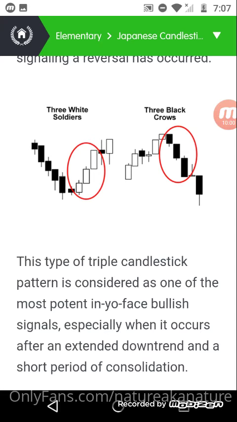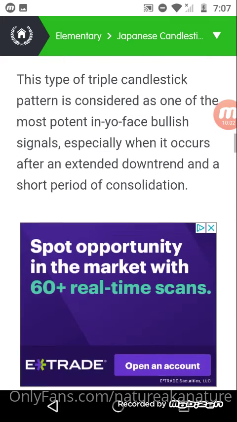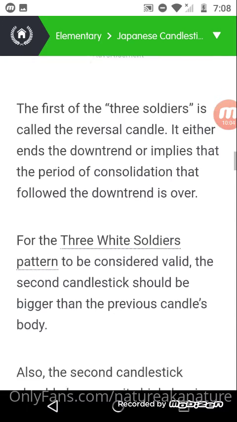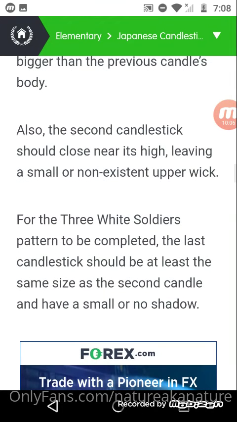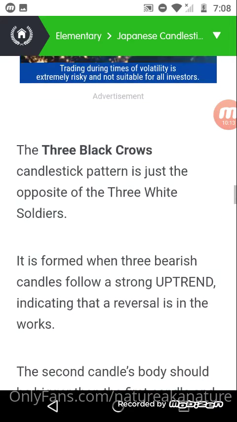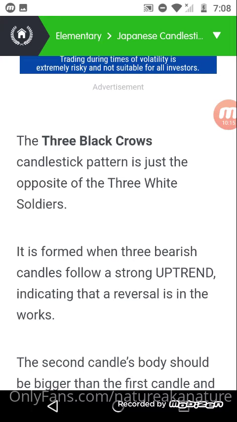Okay, so the three black crows. For the opposite, you're going to see that it's for the downtrend. You're always going to see the three black crows at the end of an uptrend. You're going to see these triple stick patterns at the end of trends. Three black crows is the opposite candlestick pattern of the three white soldiers. It forms when there are three bearish candles following after a strong uptrend, indicating that a reversal is at work.